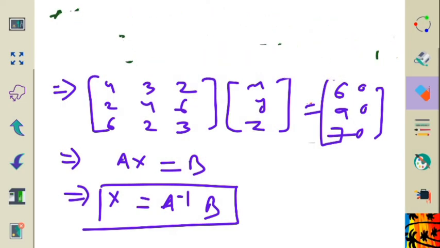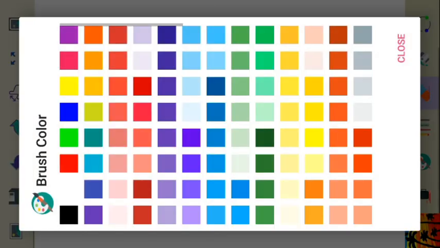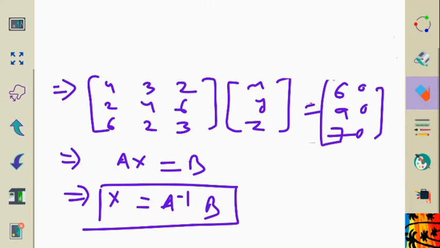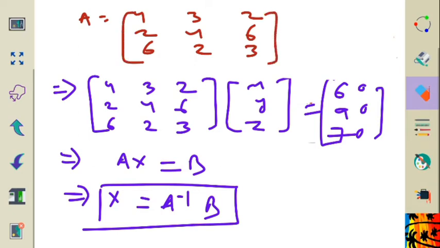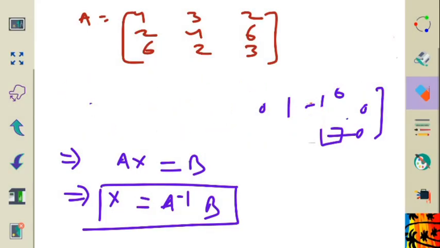So my first job is to find A inverse now. For that, A is known to me. This is 4, 3, 2, 2, 4, 6 and 6, 2 and 3. Then I will first find the determinant of A. So if I find the determinant of A, let us see how it will be found.